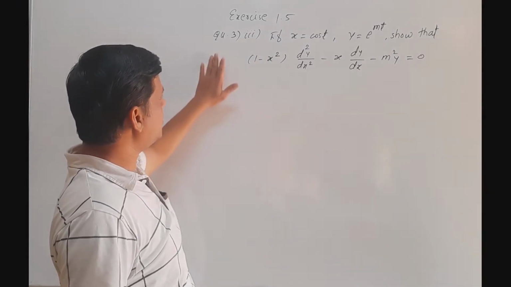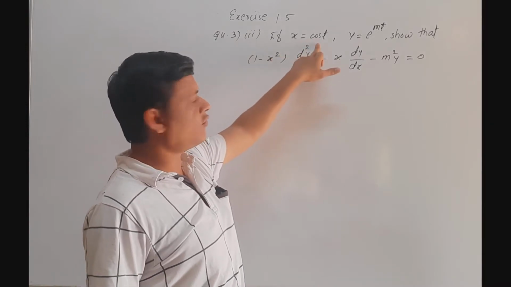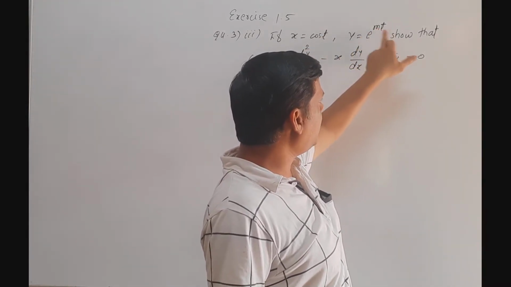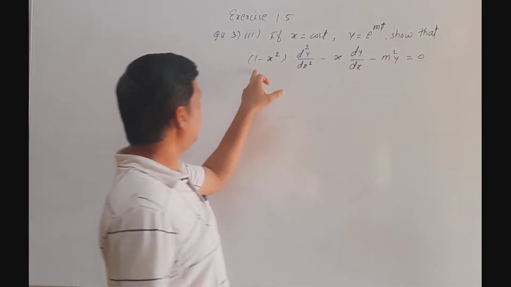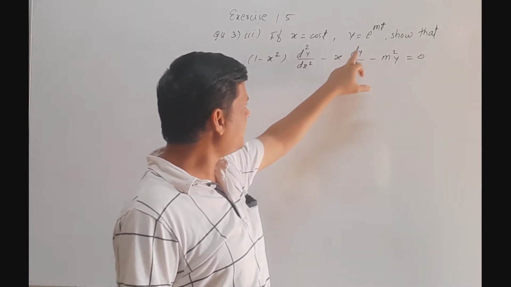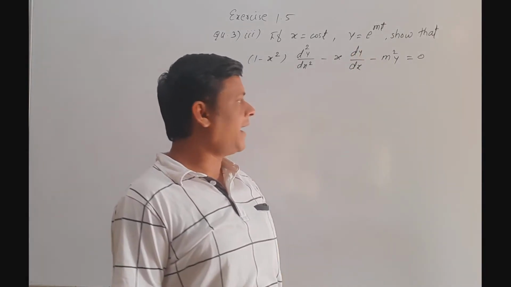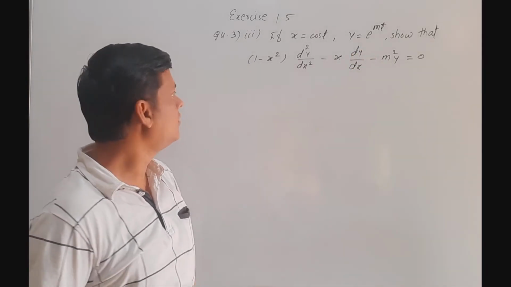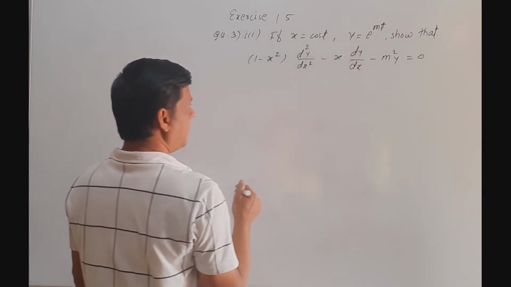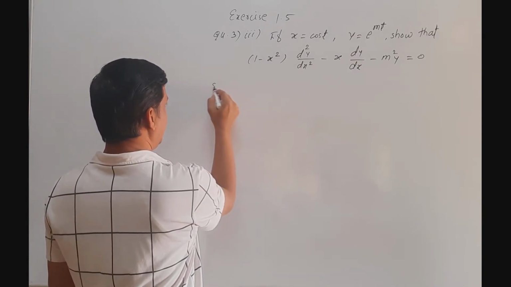Now see sub question third. If x equals cos t, y equals e raised to the power mt, show that (1 minus x square) into d2y by dx2 minus x into dy by dx minus m square y equals 0. So first we differentiate both x and y with respect to t here. So write in solution.